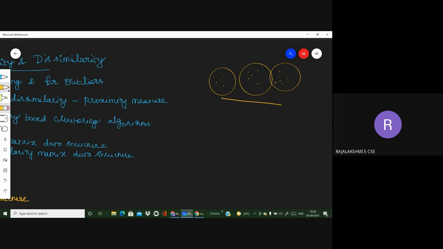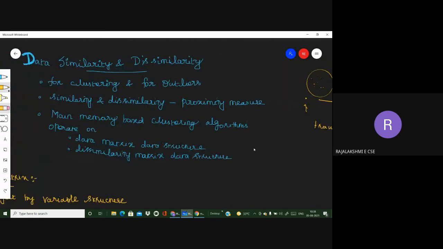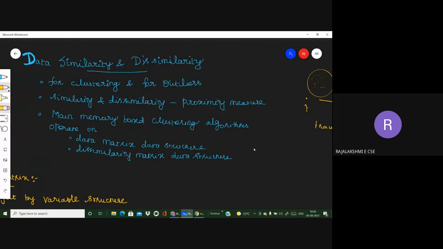The data which does not coincide with any of these clusters will be considered outliers. That day I gave you a credit card example. These outliers are used for finding fraud detection or fraudulent operations. So data similarity and dissimilarity is basically used for clustering the data or for finding the outliers.